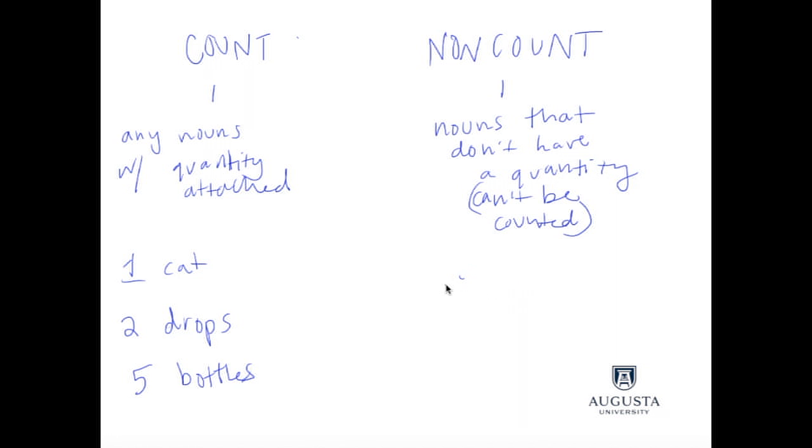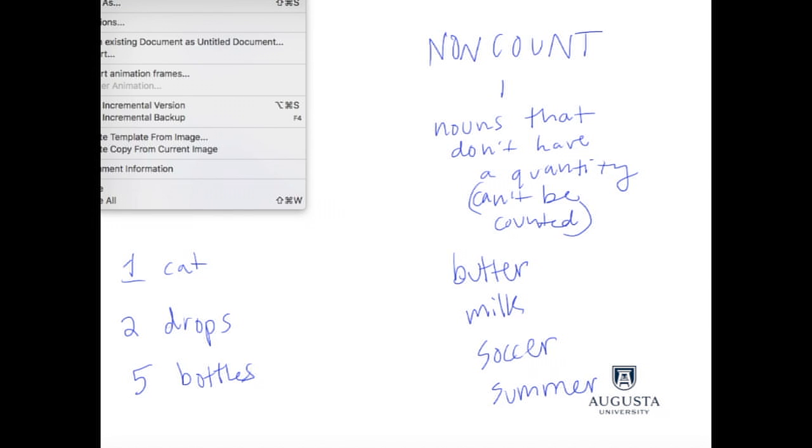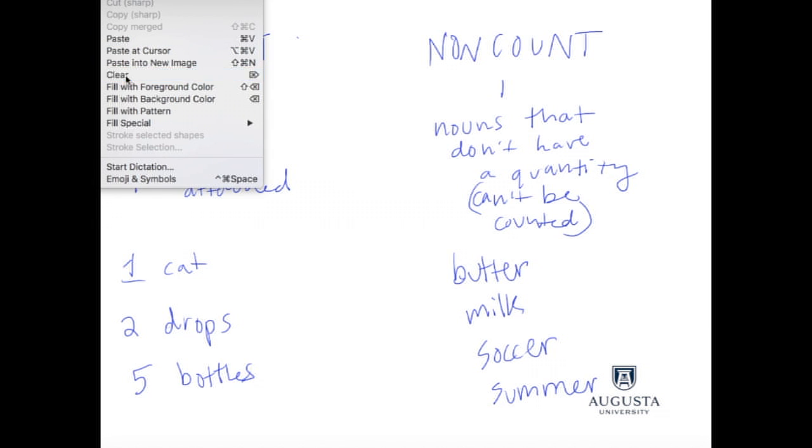So this is normally, a lot of the time, things you find in your kitchen, like if we're talking about butter, milk, soccer, we could say seasons, like summer in general. So these are things that you don't count. But we're going to do a few examples just to really get the idea. So we're going to start with count.